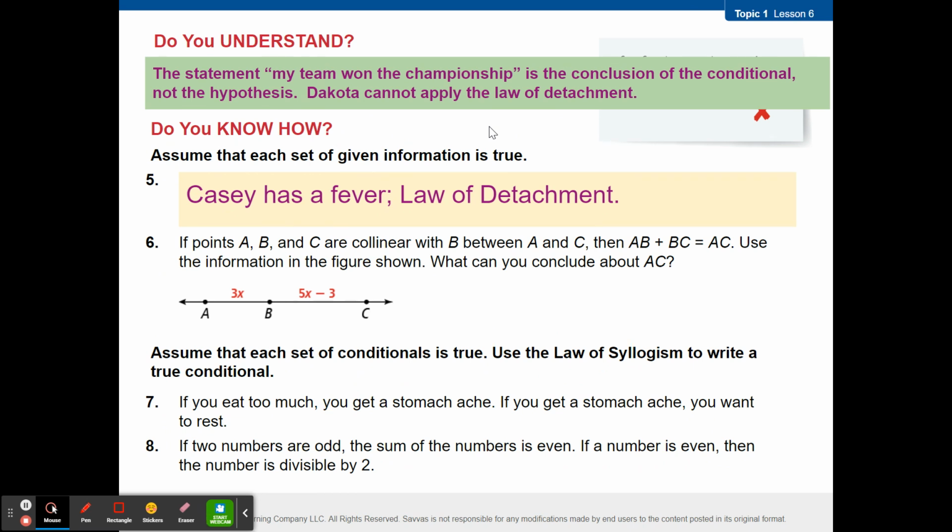All right, 6. If points A, B, and C are collinear with B between A and C, then AB plus BC equals AC. Use the information in the figure shown. What can you conclude about AC? What they're saying here is you have these collinear points. They are not saying that B is a midpoint. They're just saying, hey, it lands there. If we applied the segment addition postulate here, what can you conclude about this? Go ahead. 8x minus 3 is AC. Very good. AC equals 8x minus 3.